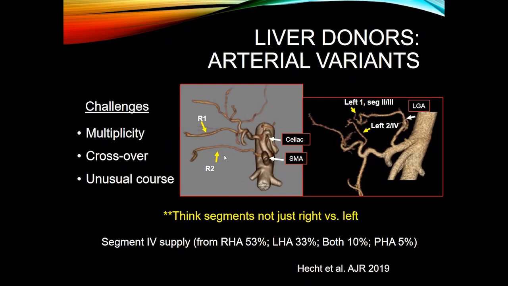We have a patient on the left who has 2 right hepatic arteries, one arising from the celiac and proper hepatic artery in a more conventional pattern, and an accessory, an additional right hepatic artery, which arises from the SMA. In this other patient, we have 2 left hepatic arteries. The segment 4 arises from the right hepatic artery, and that's not so unusual, but the segment 2-3 arises from the left gastric artery rather than the proper hepatic. So these are both important to recognize.